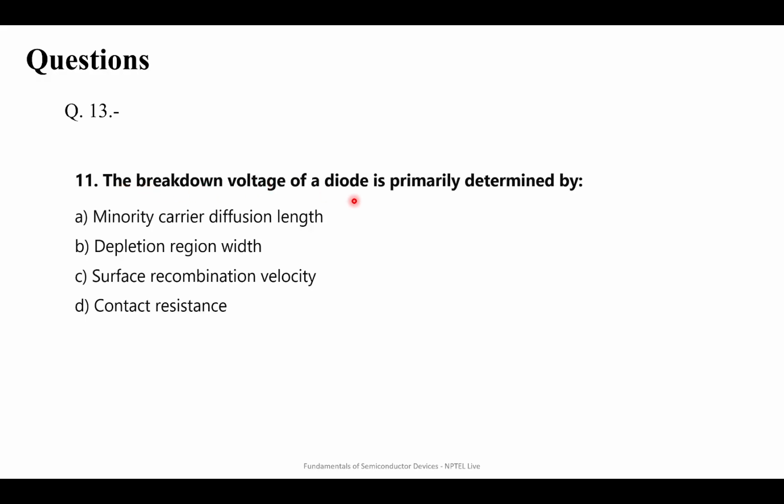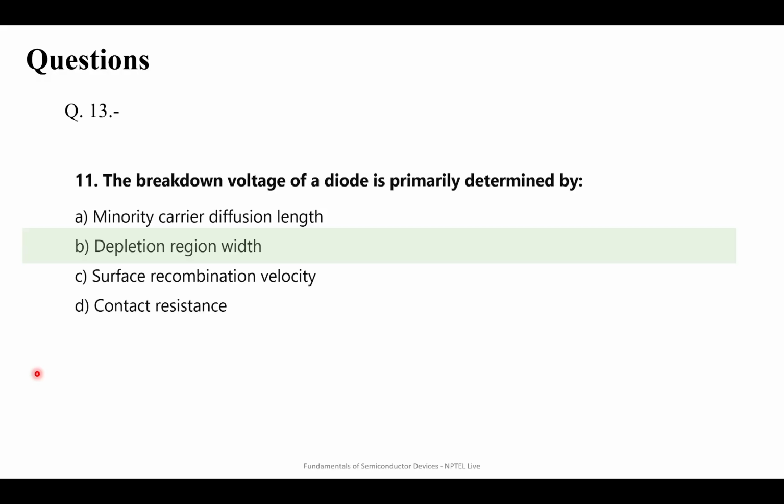The breakdown voltage of a diode is primarily determined by minority carrier diffusion length, depletion region width, surface recombination velocity, or contact resistance. Which of these four determines the breakdown voltage? That is correct. The answer would be depletion region width.